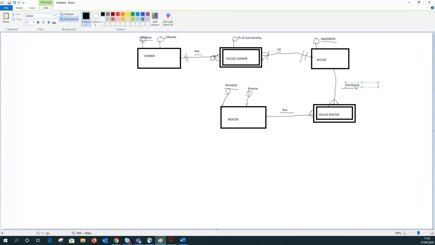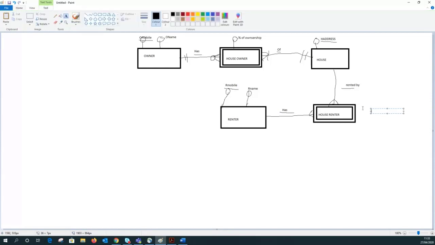rented by the renters, right? So we have only two attributes appearing here, right? So only the renter's mobile phone and the house address. Right, so we identified this relationship. Now we need to find out the cardinality relationship. Now let's go through the cardinalities.